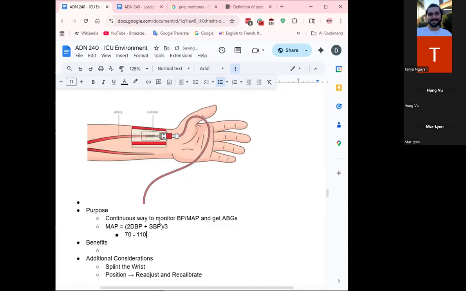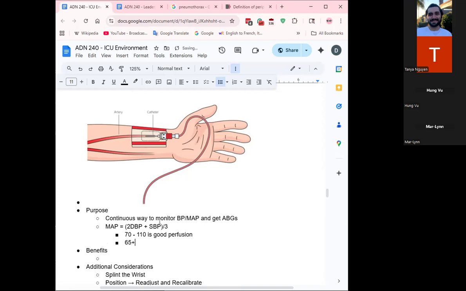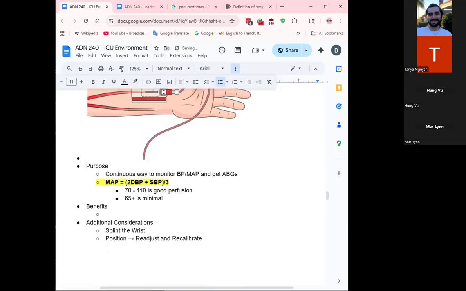And approximately this range is good perfusion. Typically, they want 65 or higher. In the ICU, they'll have MAP goals for your vasopressors. Very typically it will be 65 plus, depending on the person. It could be a different number, like 55 plus or 60 plus, but 65 plus will be the typical MAP goal. This is a way to continuously monitor the blood pressure, so you're definitely going to want to know this formula. The benefits, like we mentioned, are continuous monitoring, so we can titrate vasopressors in real time.